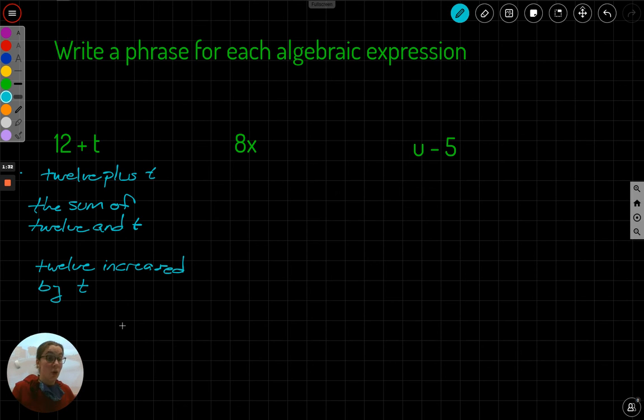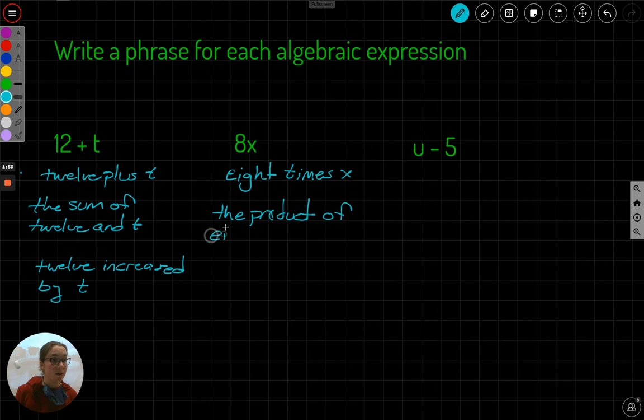So this could be written as 8 times x. It could be written as the product of 8 and x. And I think that's really about it. I could write 8x times or x 8 times, but I think I'm good with those two. 8 times x, or the product of 8 and x.